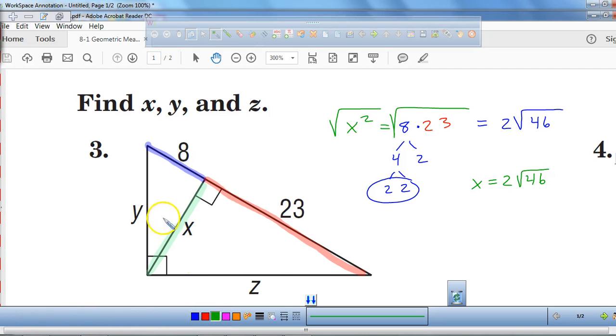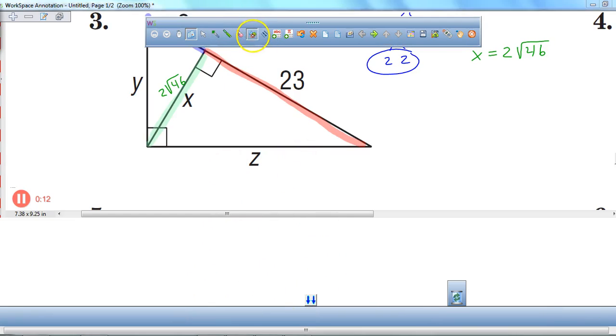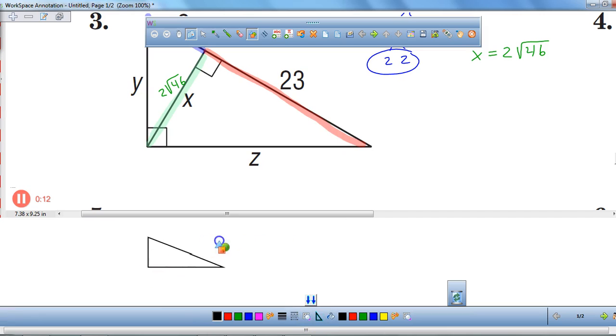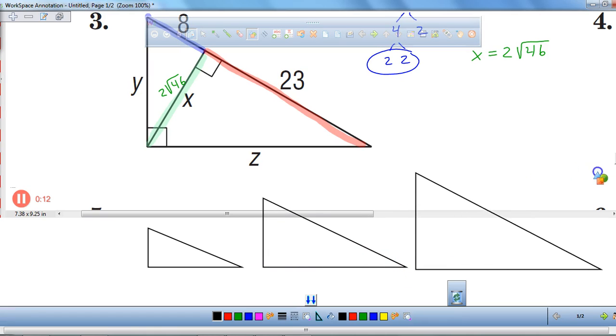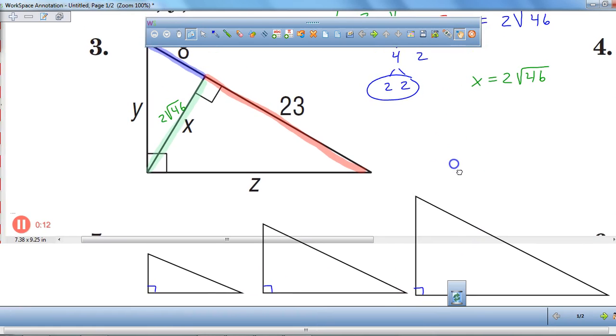Now that we know that this right here is 2 radical 46, we're going to use that. We're going to break this large right triangle into 3 similar triangles. We're going to have a small triangle, medium, and a large. So I'm just going to make them just like this. We got the small, we got the medium, and then we have the large. What I want you to do in your journal is go ahead and draw these out so you know how you can break down triangles and compare them.